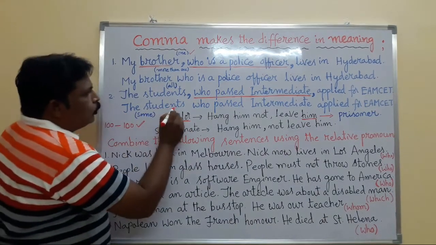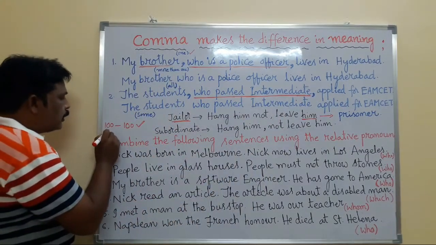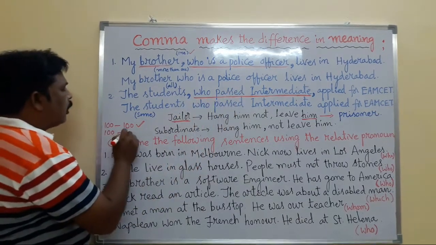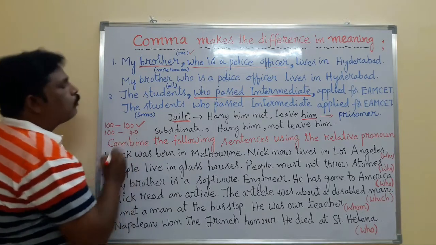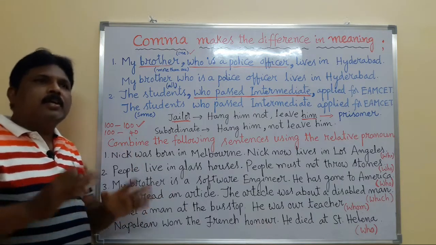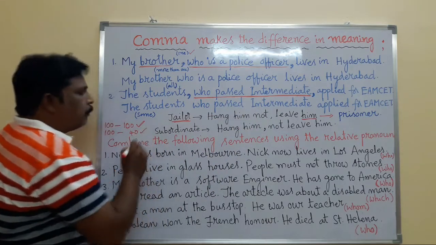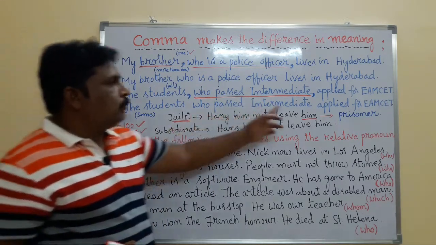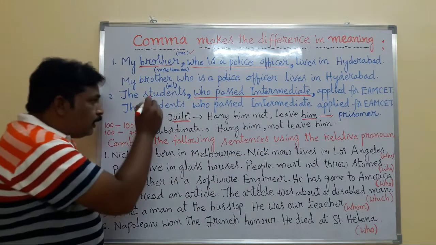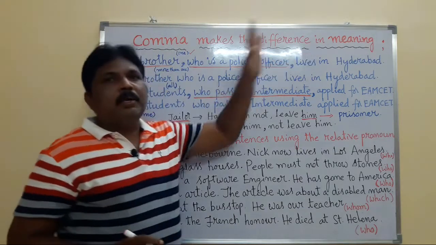The students who passed intermediate applied for MSET. Here total number of students is 100. Out of 100, the students who passed intermediate, of those 100, 40 students have passed. For example, not exactly 100, okay, but other than 100, some number that may be 40 or 50 who passed intermediate. This number passed. 40 students passed intermediate, applied for MSET. Only those students applied for MSET. That is the difference in meaning. So, comma makes the difference in meaning.